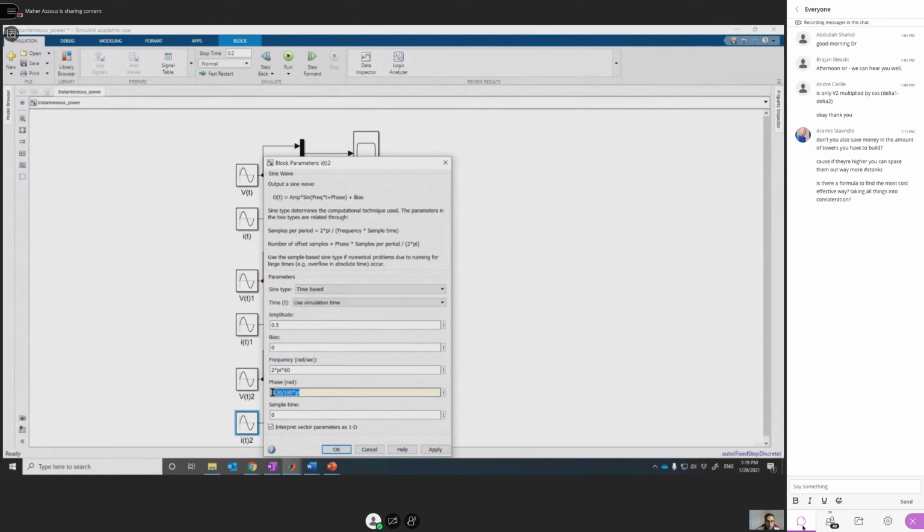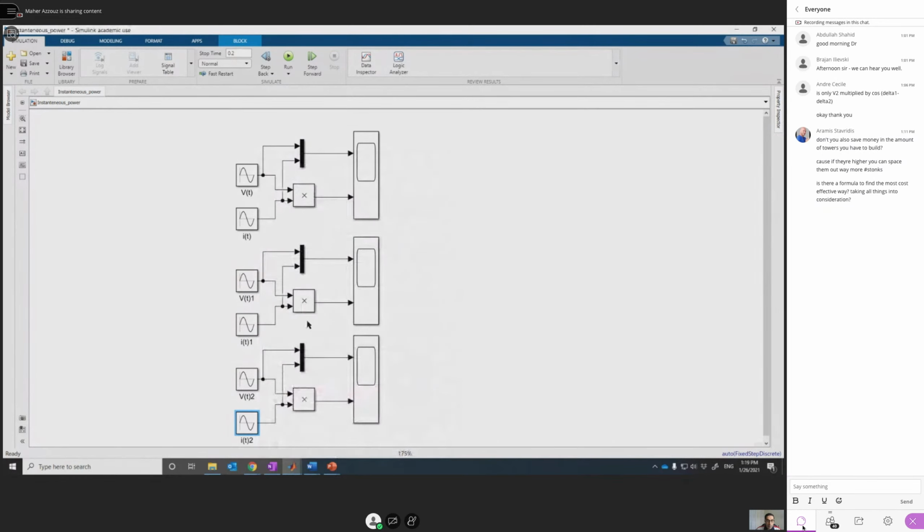Same thing here. I'm going to name this as A, this is B, and this is C.